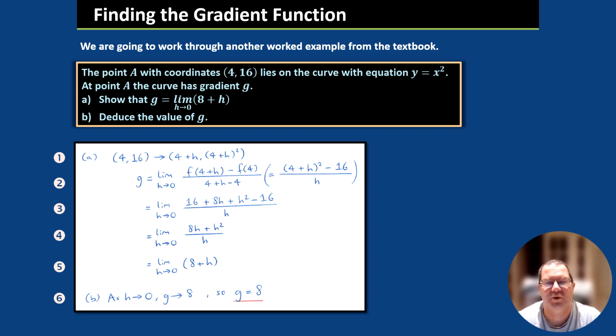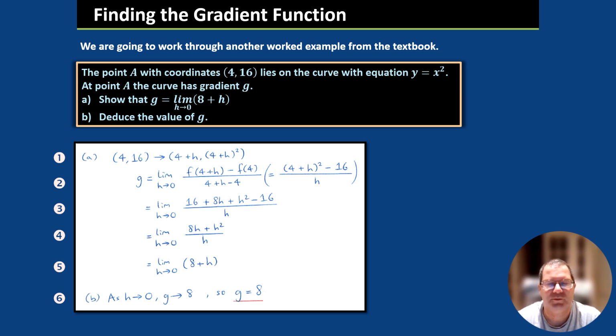So in line 2, when I use the formula, I'm saying that g is the limit as h tends to 0 of the change in y over the change in x: f of 4 plus h minus f of 4, over 4 plus h minus 4. So f of 4 plus h is 4 plus h all squared. F of 4 is 16, so we're subtracting 16 from 4 plus h squared, and we're dividing by 4 plus h minus 4, which is h.